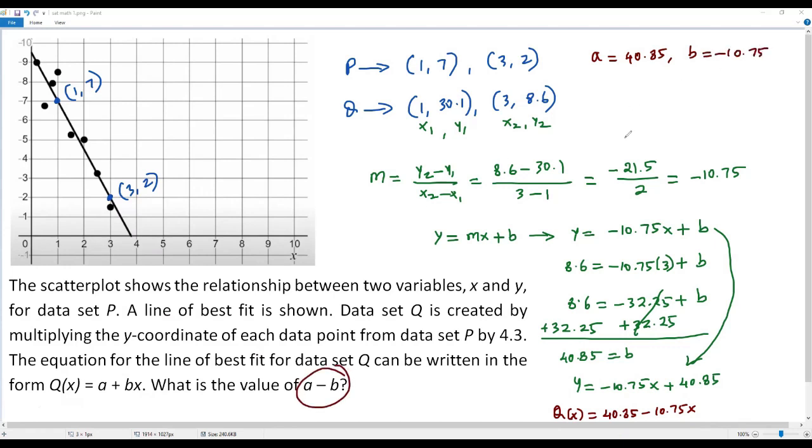Our aim is to get the value of a negative b. That is a negative b equals, for a we can plug in 40.85. Negative, for b we have to plug in negative 10.75. Okay, 40.85, negative times negative is positive 10.75. Okay, now let me add these two values. So that is 40.85 positive 10.75. When I add them, I am getting 51.6. Okay, here I got the value of the expression a negative b, that is 51.6.